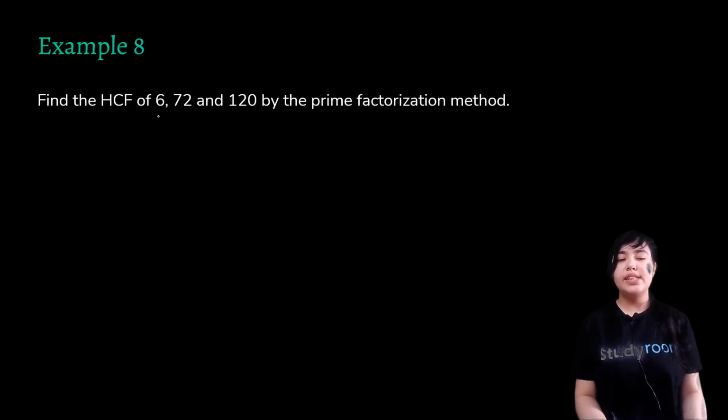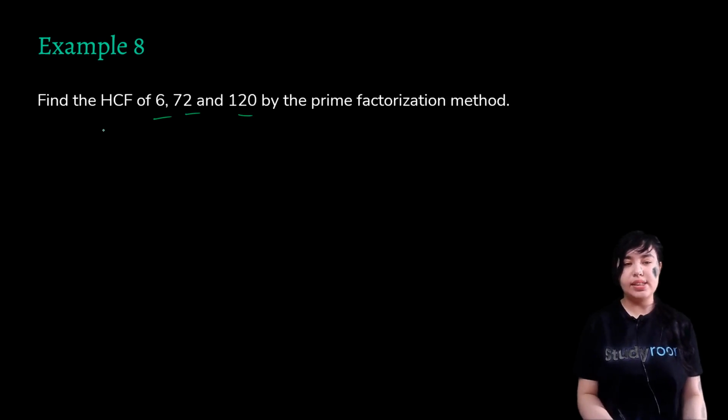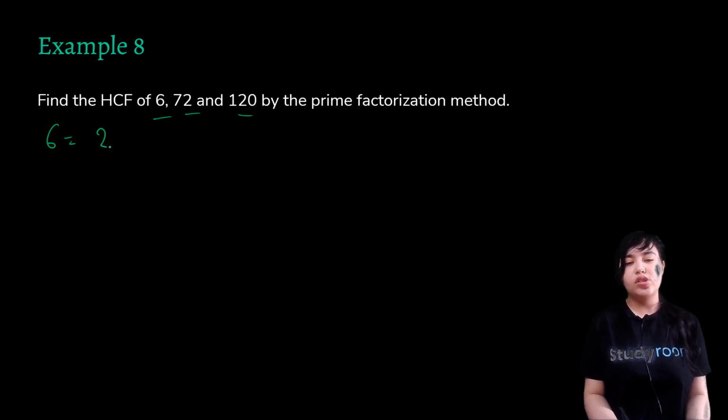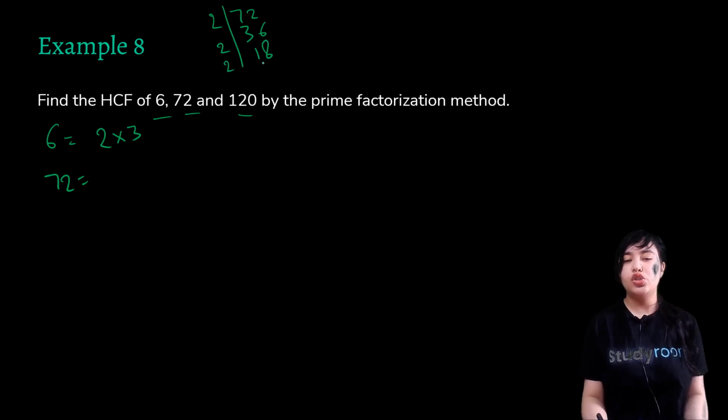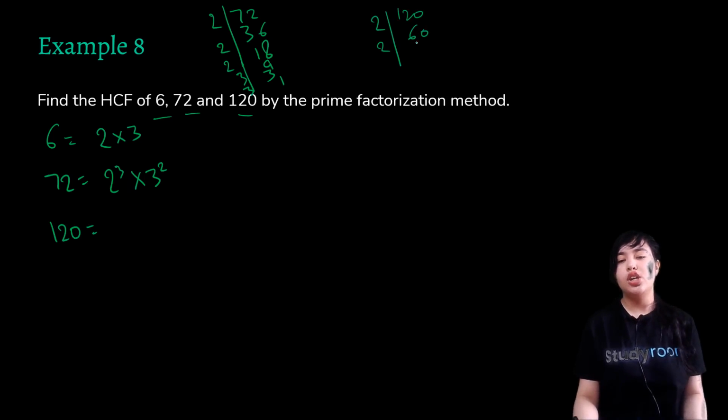Then you have to find out HCF of 6, 72 and 120. So 6 can be written as 2 into 3. 72. How can you write 72? 2, 36, 2, 18, 2, 9, 3, 3, 3, 1. So 2 is repeating 3 times and 3 is repeating 2 times. 120. How can we write 120? So 2, 60, 2, 30, 2, 15. And then you have 3, 5 and 5, 1.